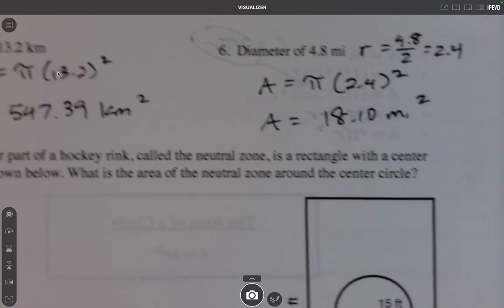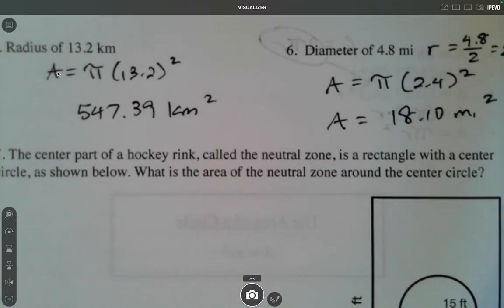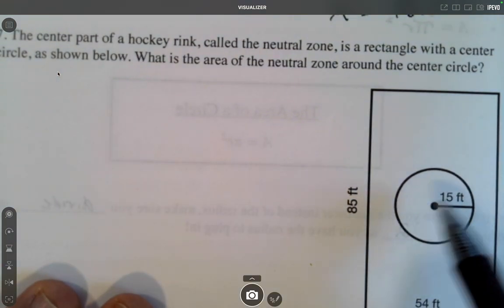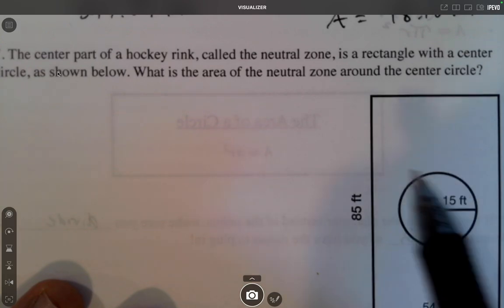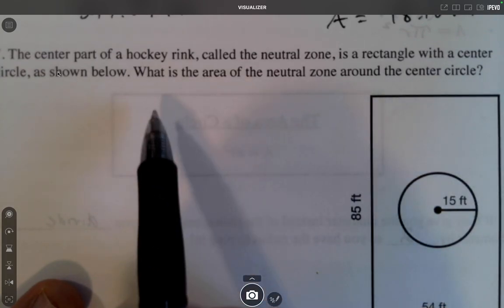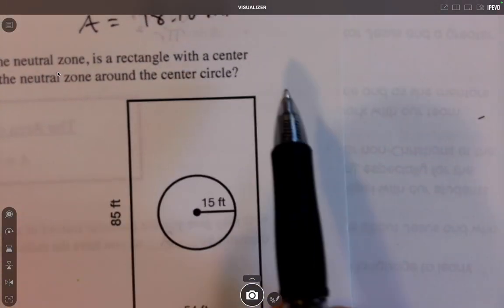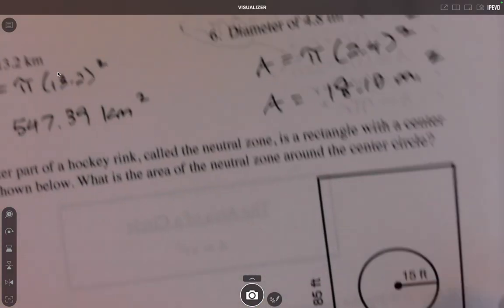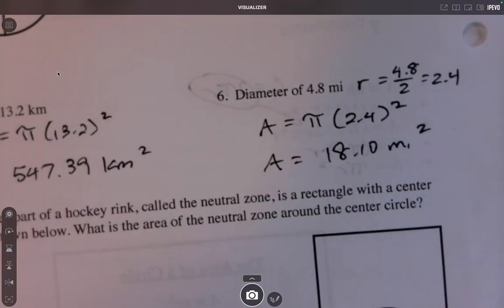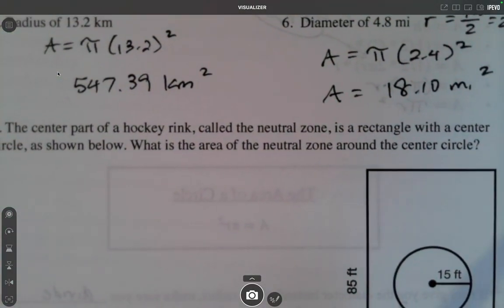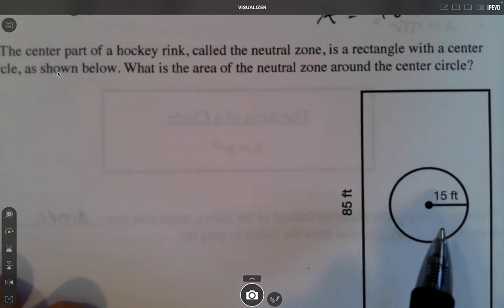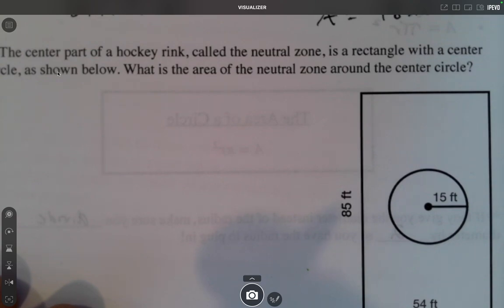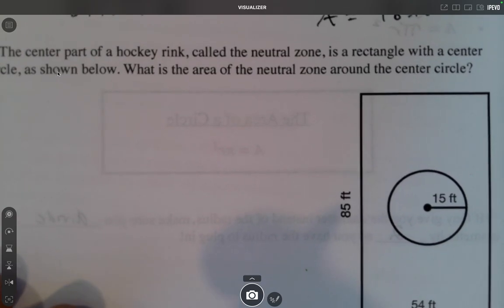Okay, last example. The center part of the hockey rink, called the neutral zone, that's the circular part right here. Oh no, sorry, it's the whole thing. So the central part of the hockey rink, if I remember right, the hockey rink is long this way, like this is half. Then there'd be something past this paper over here. Anyway, so the central part of a hockey rink, called the neutral zone, is a rectangle, which you see here, with a center circle as shown below. So what is the area of the neutral zone around the center circle?